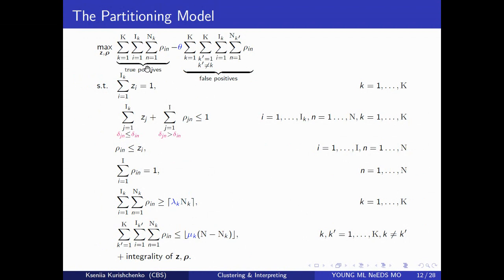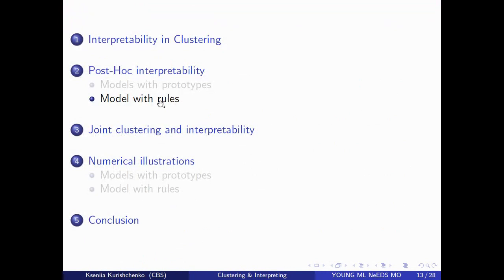And again, as before, the objective function maximizes total true positives and minimizes total false positives, weighted by parameter theta. Also, one prototype per cluster, unique assignment, and the same control of true positive cases and false positive cases in each cluster. So the two models are formulated as mixed integer linear programming problems, and I will show you the results in the numerical illustration section. So now I want to show you the model with rules.